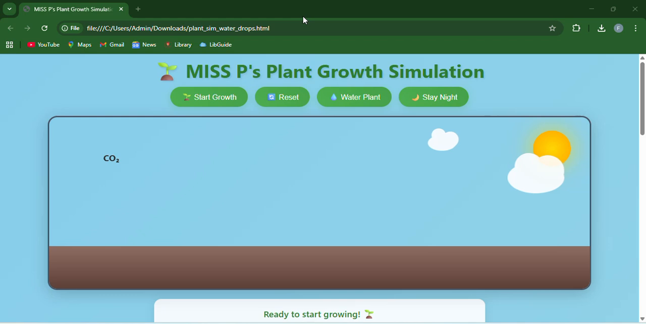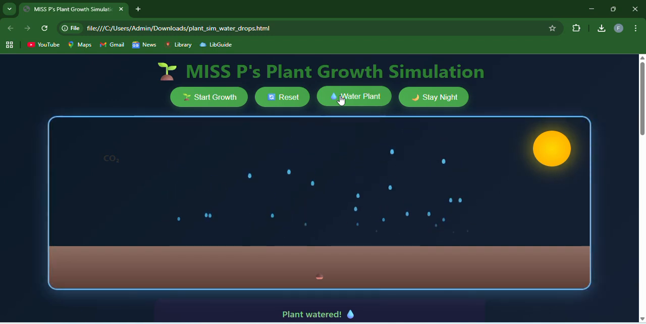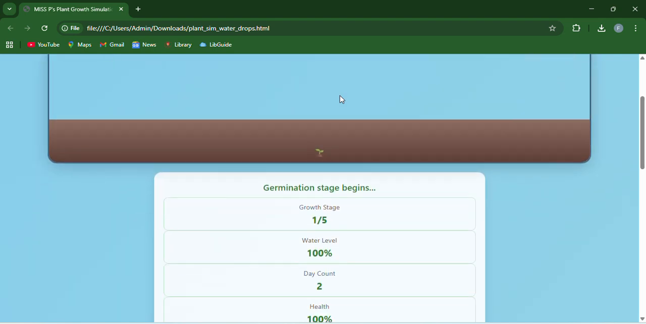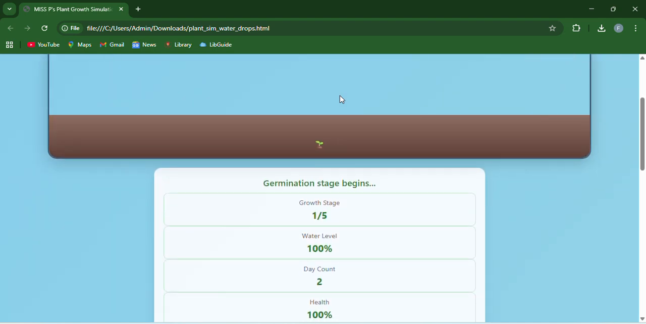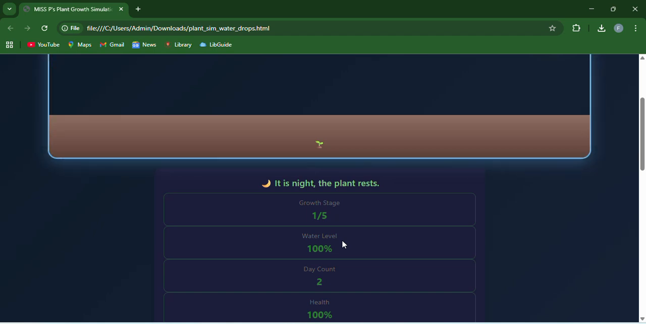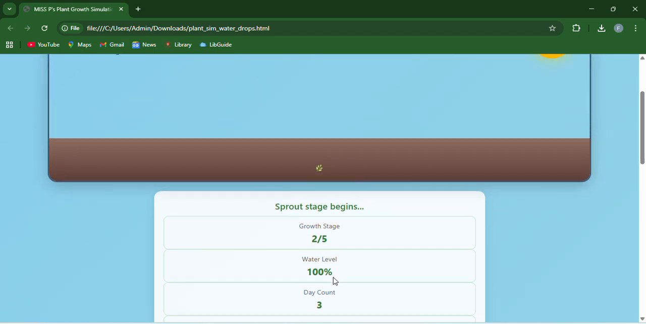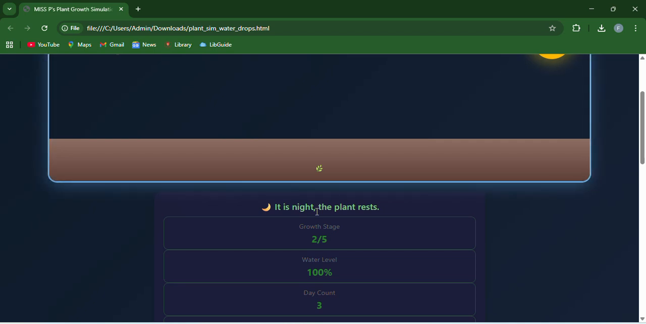Now to start with my simulation to show you. Now we start. There is my seed. I'm going to add water to it. So you will see that it has captions there. It says the plant is watered, then it has a growth stage, and you see the water level is at 100%. You see that the plant is growing fairly well at 100%. We are at day 3, the sprout stage begins.